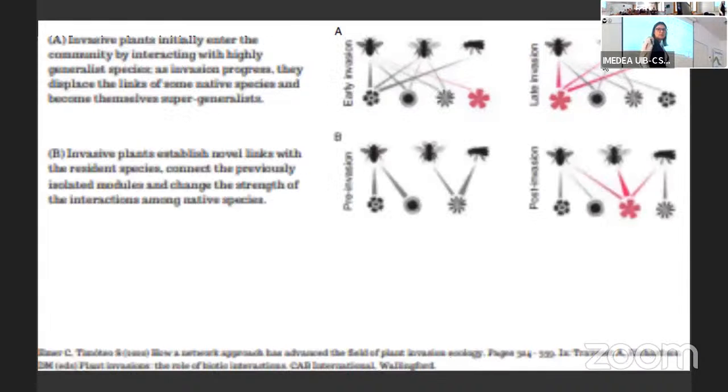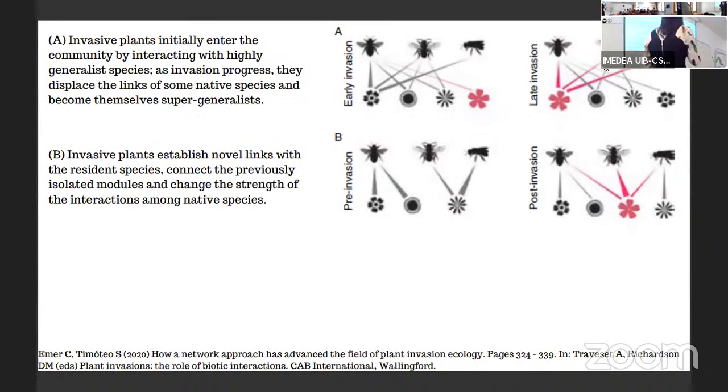and become themselves the super generalist species in this community, occupying this position. In the next example, it's always the same: the invasive plant is the pink one.